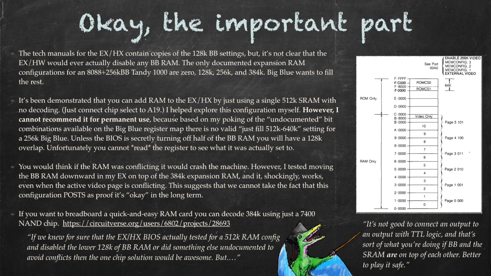So again, why am I talking about this? One of the things that we discovered in experimenting with some of the pre-work we did on creating my memory card was we could apparently successfully expand a Tandy 1000 HX or EX by simply taking a 512K RAM chip and using it with no decoding, essentially using A19 as the chip select. And it appears to work.